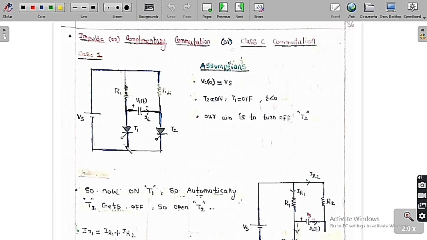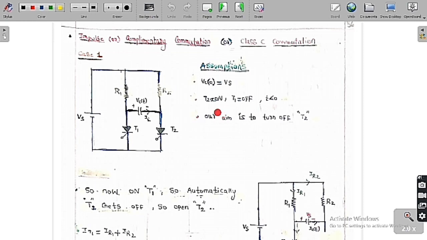Basically this is the circuit. Here these are the resistors R1 and R2, and these are the thyristors T1 and T2. We are going to keep a capacitor in between them, and the polarity of the capacitor is plus minus, with voltage Vc of t and current Ic of t. This is the polarity we are going to consider. We assume that the initial capacitor voltage is Vs, which is equal to the supply voltage.